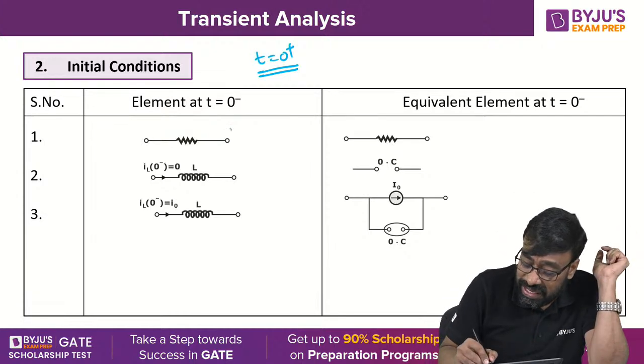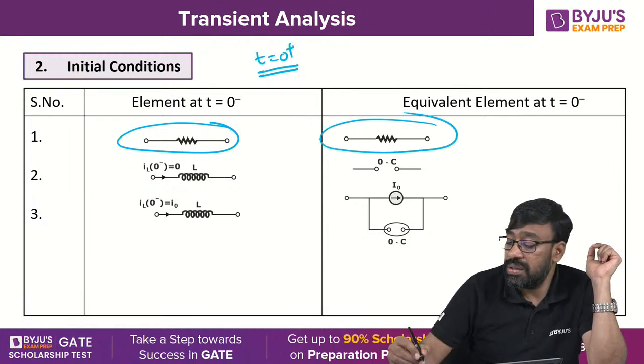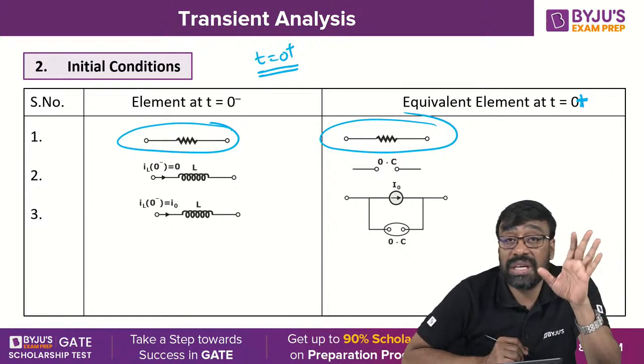What was the element at t equal to 0 minus? Resistor. At t equal to 0 plus it also becomes a resistor. Please correct it: at t equal to 0 plus, it also becomes a resistor.